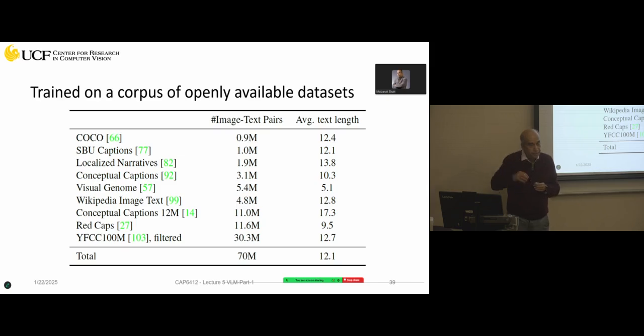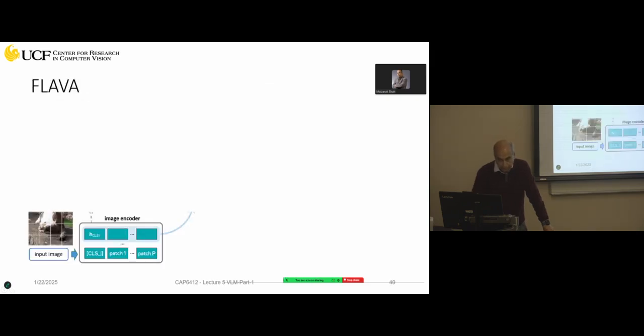As I said, some of these data sets are not available, they don't release them. But these are available, so they use about 770 million image pairs, and this is the average length of text. This model is interesting, so you want to listen very carefully. You have an image and an image encoder. You have these tokens, the CLS token, the beginning of the image, patch 1, patch 2, and all this, and it goes to the image encoder.